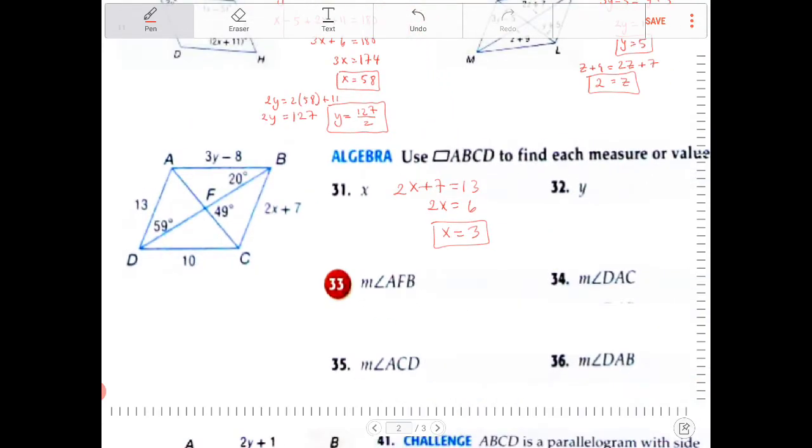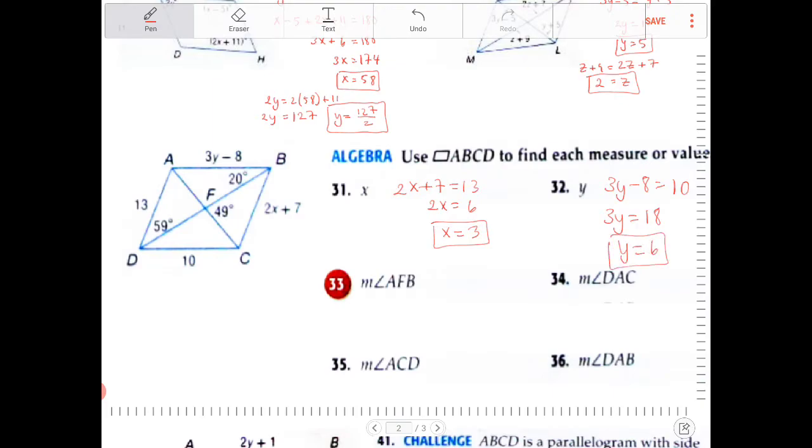Let's take number 32. AB involves variable y, so we say 3y minus 8 is equal to, AB is opposite of DC, so is equal to 10. Add 8 to both sides, we end up with 3y is equal to 18. Divide by 3, y is equal to 6.